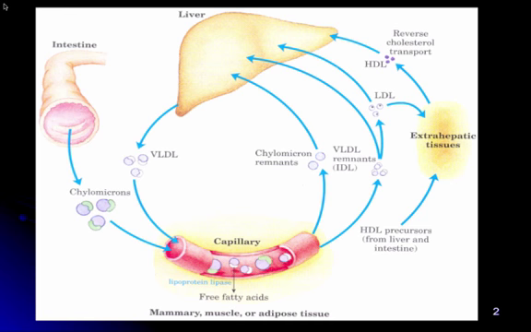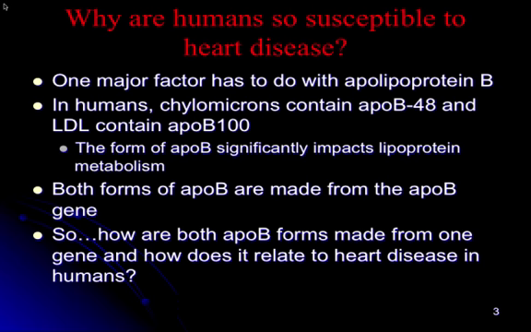Okay, now, what's next? Why are humans so susceptible to heart disease? Number one lethal disease in the U.S. and most of the Western world is heart disease. Some nice things about being human. This is not one of them. But we're going to talk about this process.